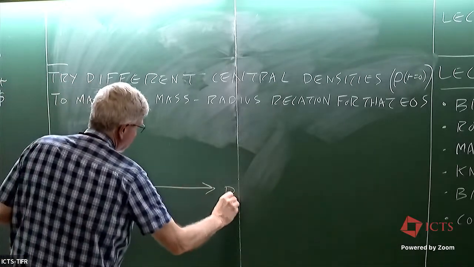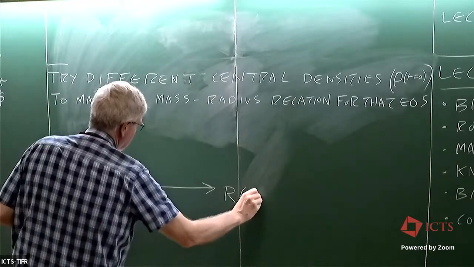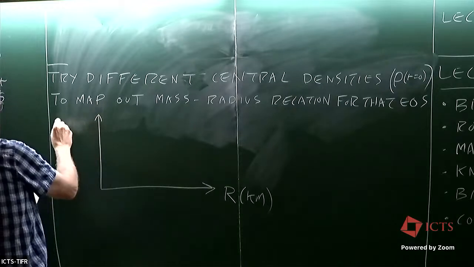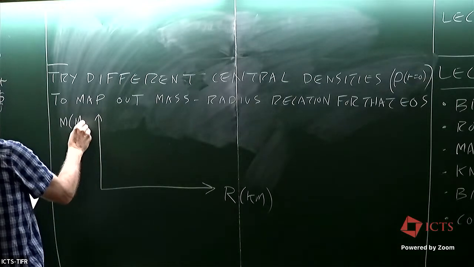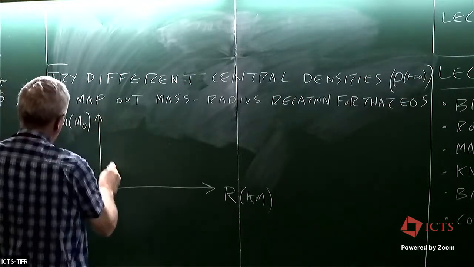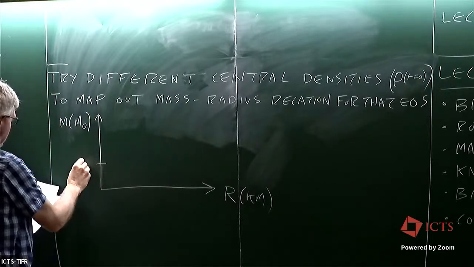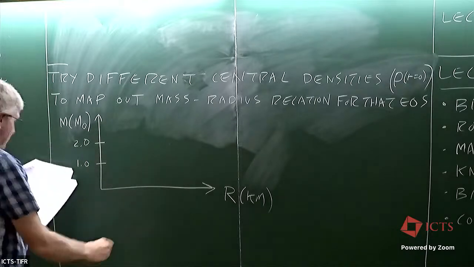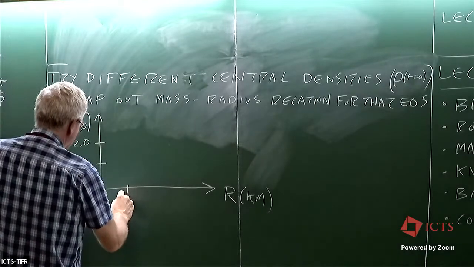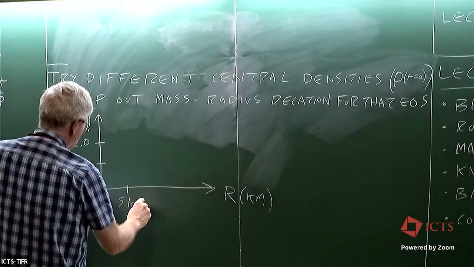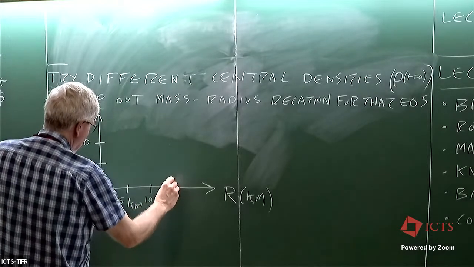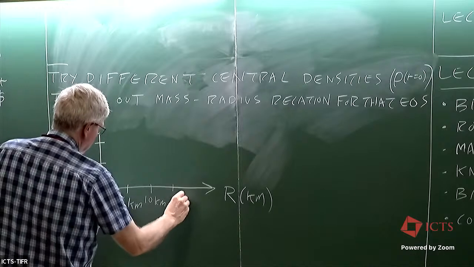So horizontally, I have the radius in kilometers, and vertically, I have the mass in units of the solar mass. And I'll put one tick here at 1 solar mass and another one here at 2 solar masses. And here I've got 5 kilometers, 10 kilometers, and I'll put in a 15-kilometer tick mark.